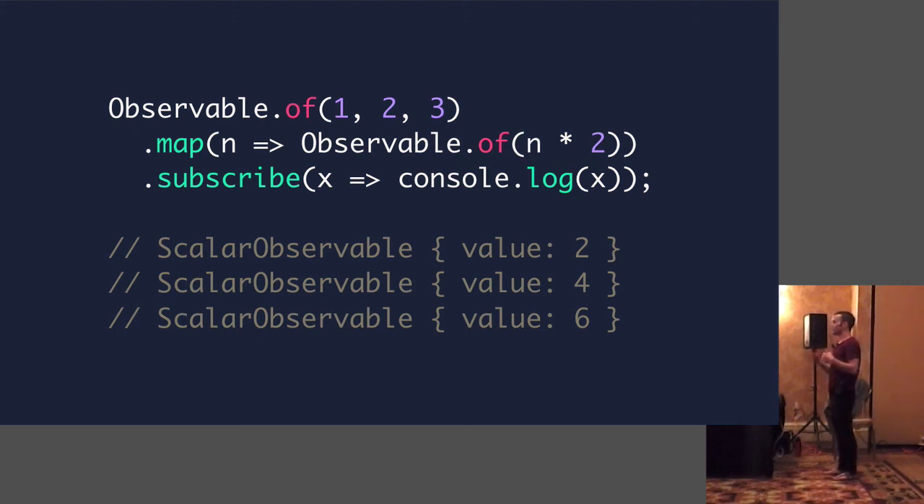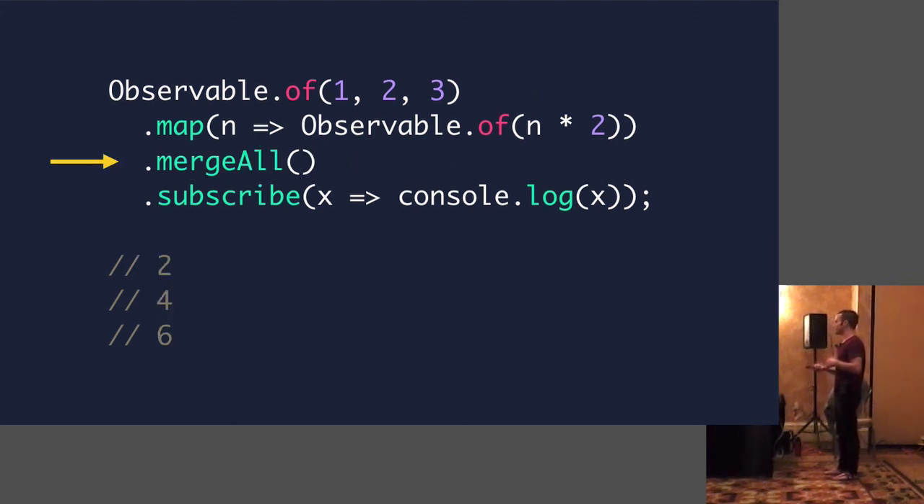So instead of mapping n to n times 2, I want to map to observable of n times 2. And when that gets printed out in the subscribe callback, I have observables coming through instead of values themselves. I can reintroduce merge all, and merge all can not only flatten arrays, it can flatten the observable, which is a way of saying, take the value inside that inner observable and use it in my outer observable now. So I can get back 2, 4, and 6 here. So that's the first piece.